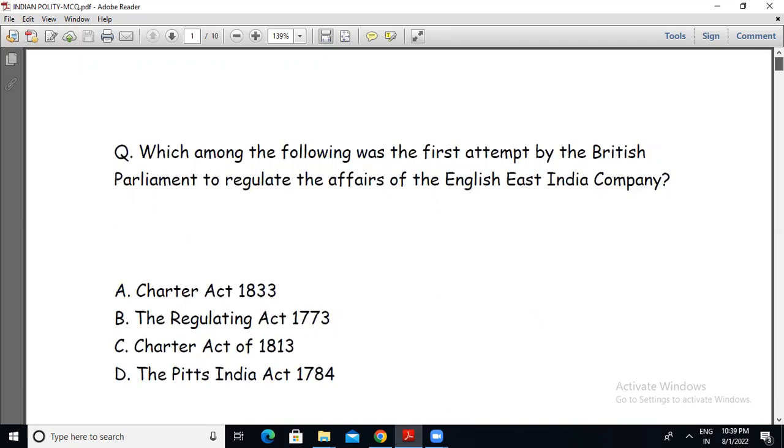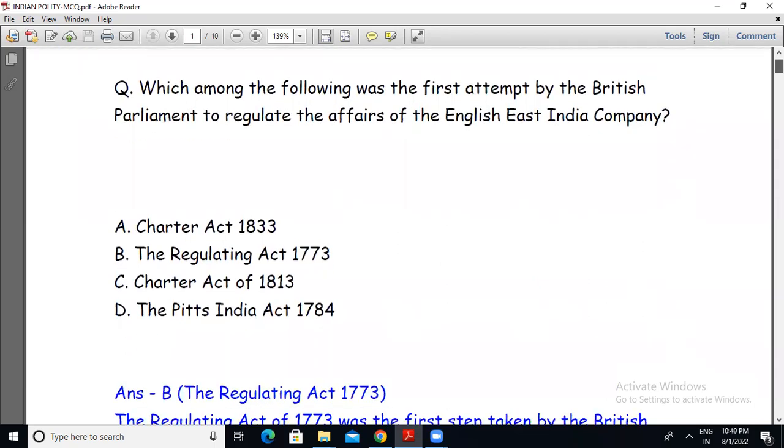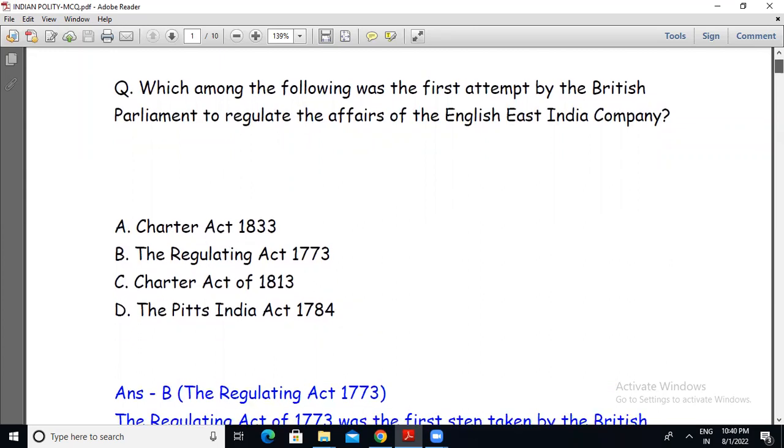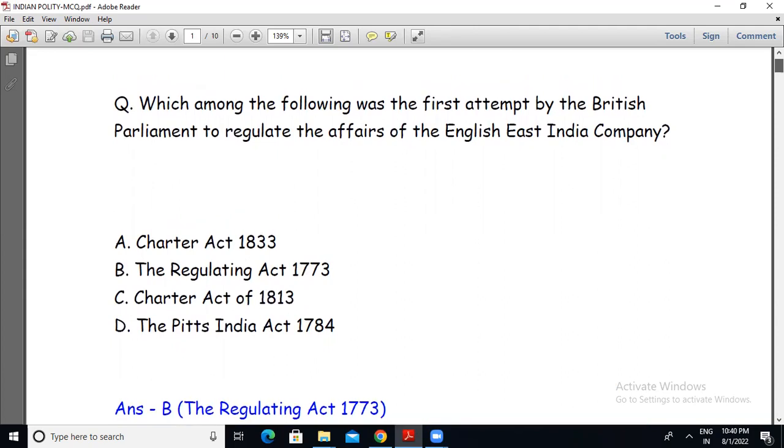So, as always, I'm going to ask you one question. Which act was also known as the act for the establishment of responsible government in India?